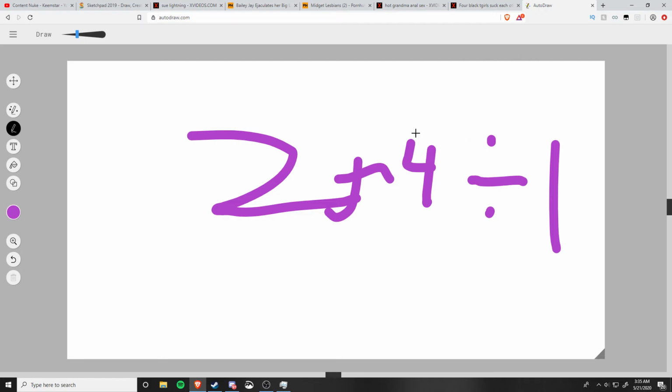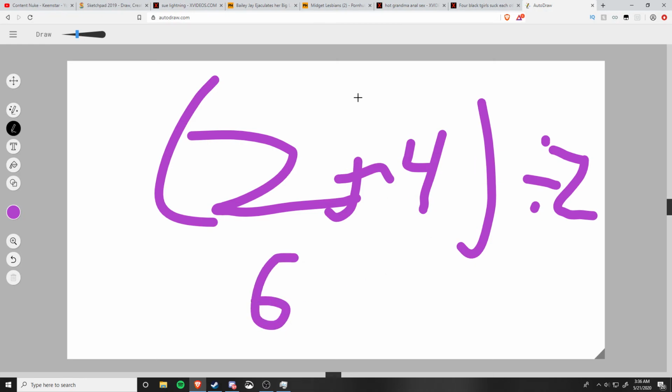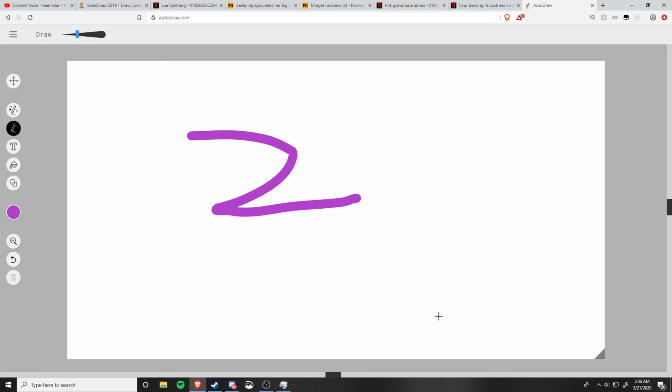So PEMDAS says we have to do the division first. Since I said before, divided by 1 means nothing, throw that away. So it's 2 plus 4, and that's 6. Okay? Now we're going to do a different scenario. So we got 2 plus 4 in parentheses, divided by 2. Now PEMDAS says we use the parentheses first, rather than dividing. So inside here, 2 plus 4, that's 6, because whatever's in the parentheses goes down to 6. And then that's divided by 2, which equals 3. Okay? I hope you're getting this.